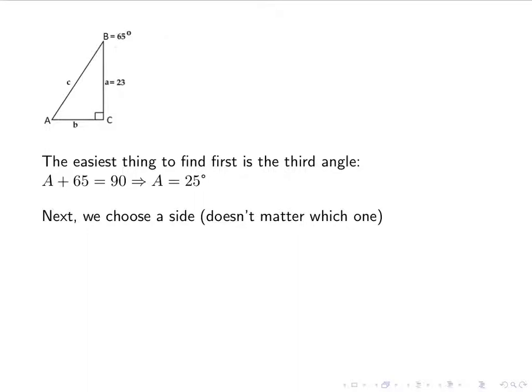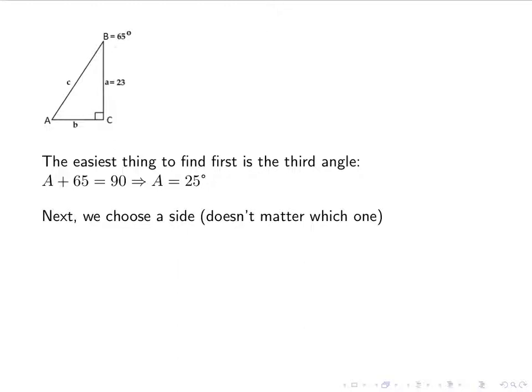Next, we need to choose a side. It doesn't matter which one. I'm just going to go alphabetically, but you could do C first if you wanted to. What we have to keep in mind is that we don't want to use what we found. So the fact that I found A means I do not want to use it to find my B or my C.